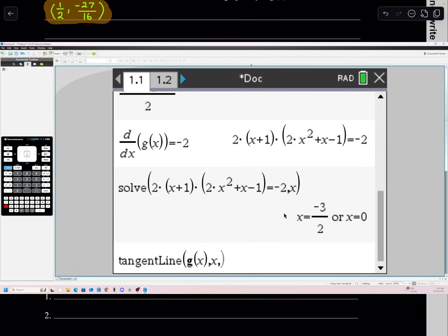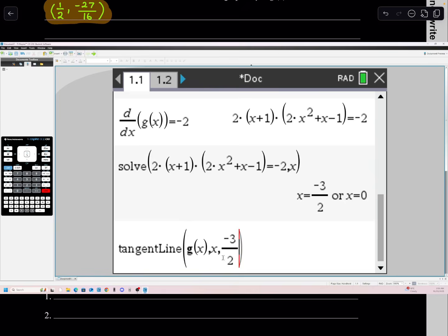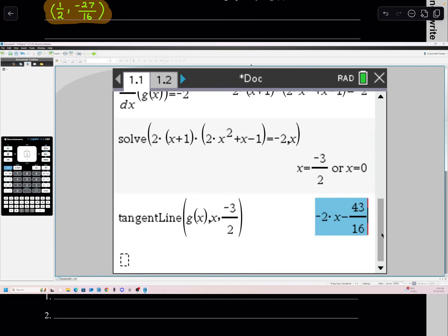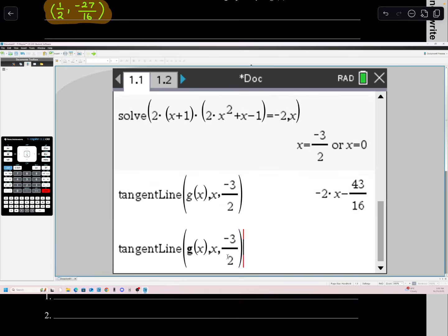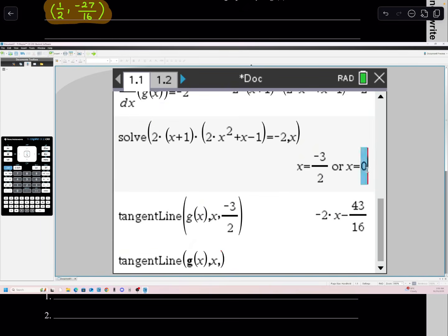We have to find two tangents, so let's find the first one. You sub in this x value, put it right there, enter. So this is your equation of your first tangent. The same with the other one. Take this over here, and just replace the x value with 0.